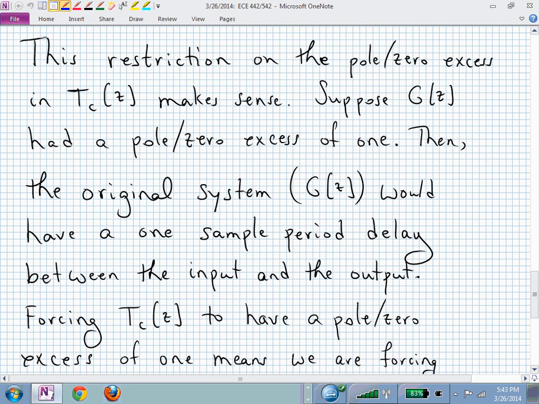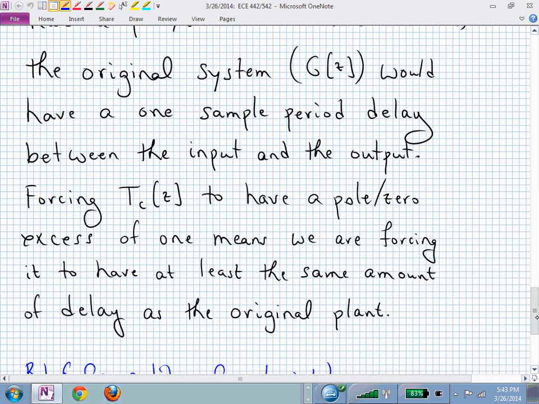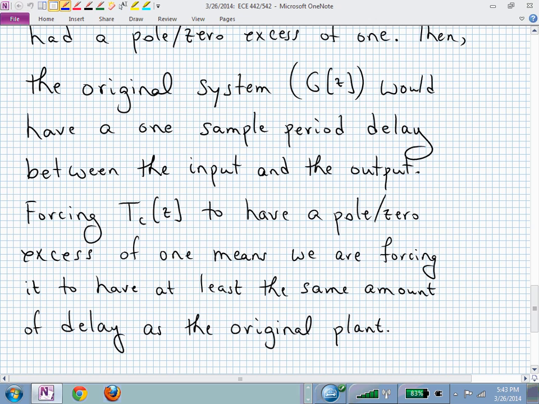Forcing your desired or ideal closed loop transfer function, that's what we're calling capital T sub C of Z, to have that same pole zero excess or more pole zero excess means that if you kick that guy, he's not going to respond instantly either. He's going to respond the same way or slower than your original plant. That's what that means, by forcing your ideal transfer function, T sub C of Z, to have the same or more pole zero excess than your original plant. So that's restriction number 1.